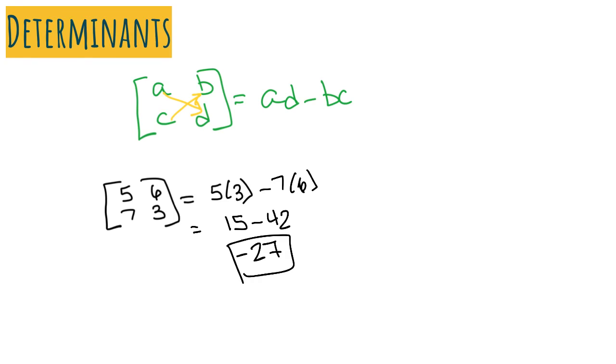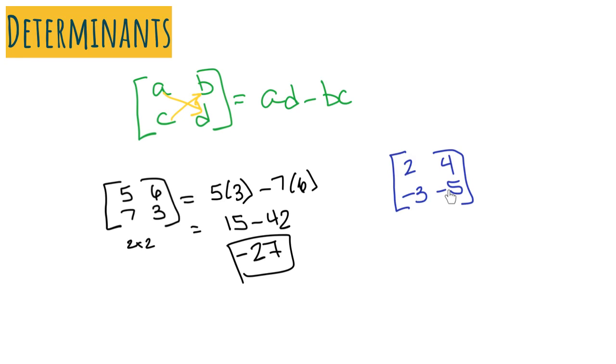And that would be the real number that is associated with this square matrix, because this is a 2 by 2 matrix. Let's just do one more real quick. Let's say we have a 2 by 2 matrix, and we're going to go 2, 4, negative 3, and negative 5.